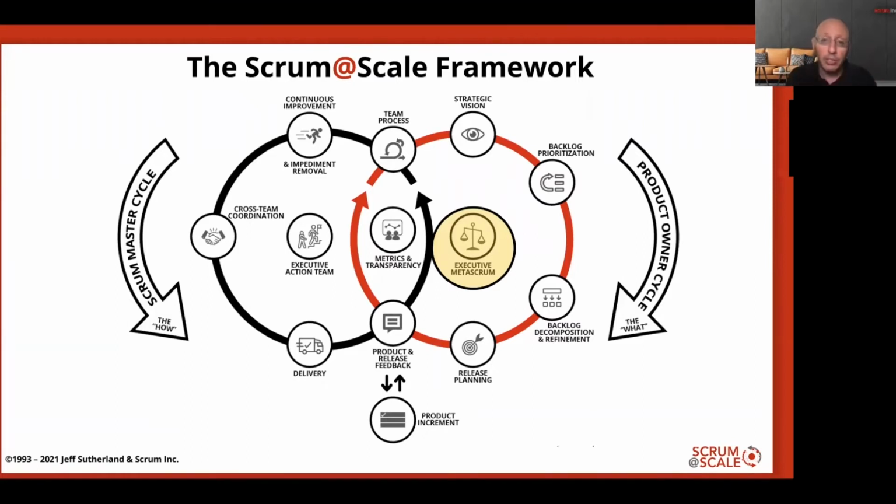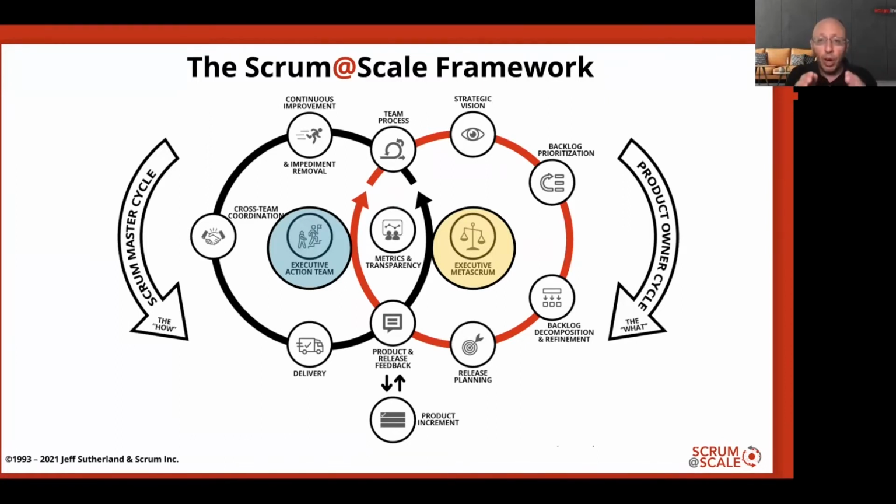We're going to spend our time talking about the other side of the diagram, which is the Scrum Master cycle, which revolves around the hub of that, the executive action team, which is all about the how things are getting done and how things are getting out to our customers. Now, both of these executive bodies, if you notice the overlap, need metrics and transparency, but they need different metrics. And so that's an important distinction between the two.